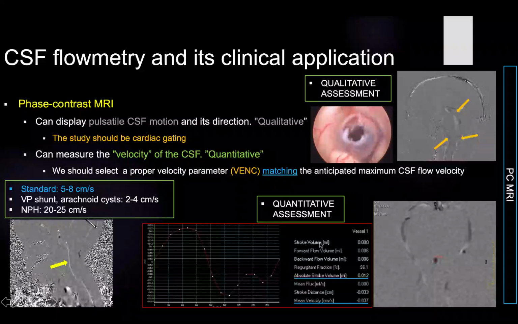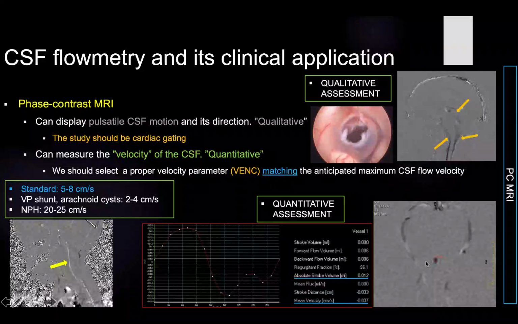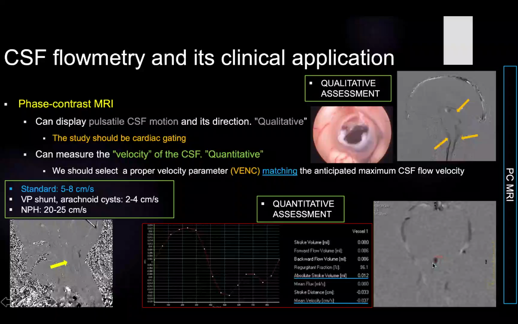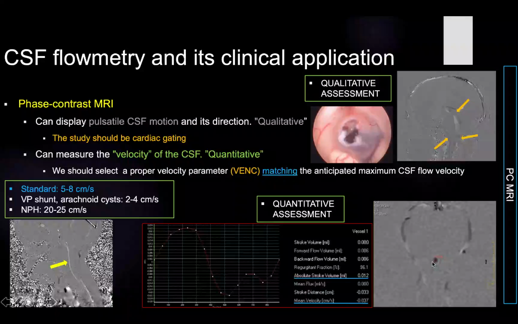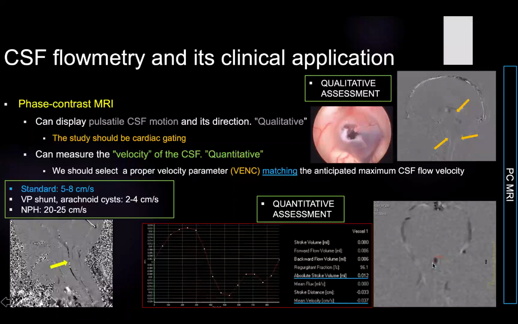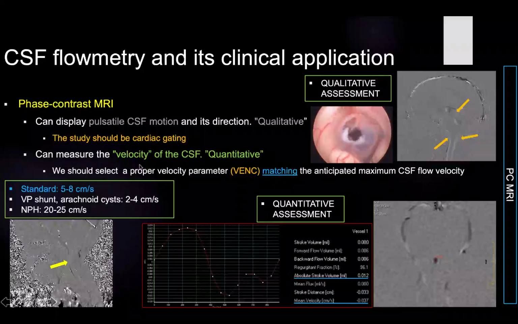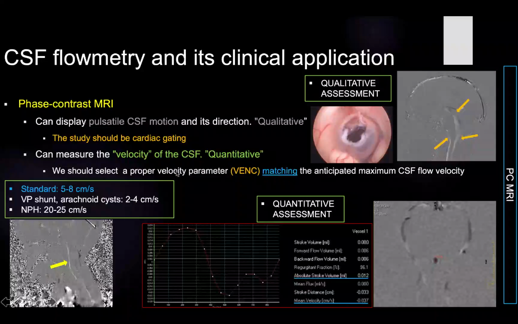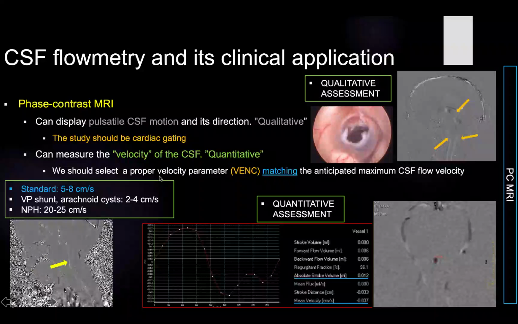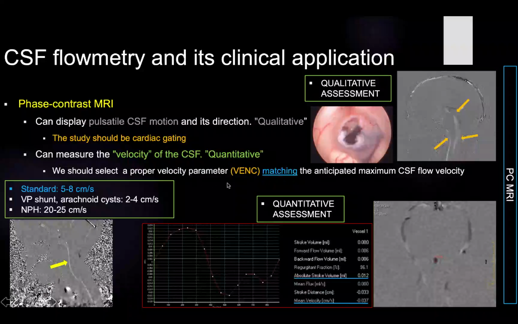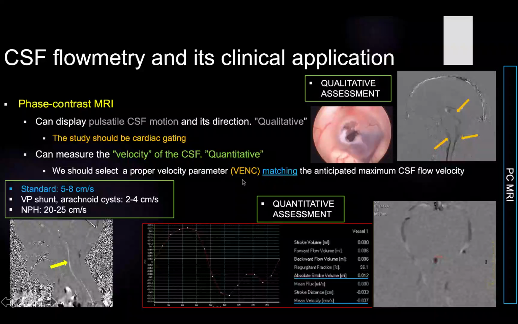So this is how the velocity of the CSF flow can be measured. There is an important issue about measuring the velocity of the CSF flow, which is to properly select the velocity encoding gradient.